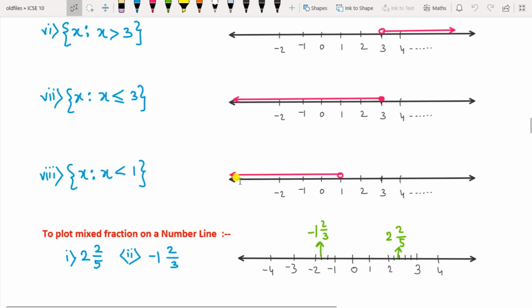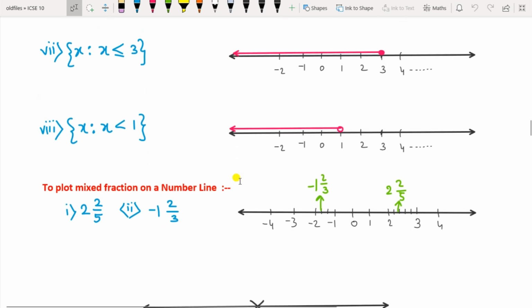Okay. To plot a mixed fraction on a number line: whenever you are getting this solution set, sometimes you may get the solution as an improper fraction, then that you have to convert into a mixed fraction. So how to denote this mixed fraction on the number line?